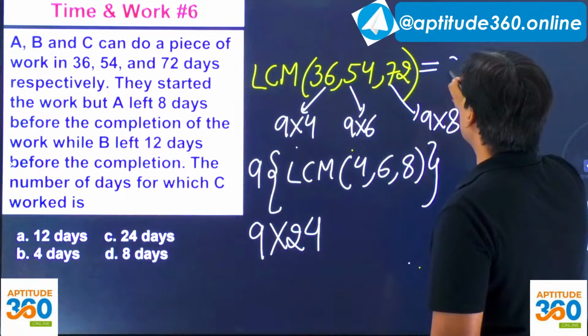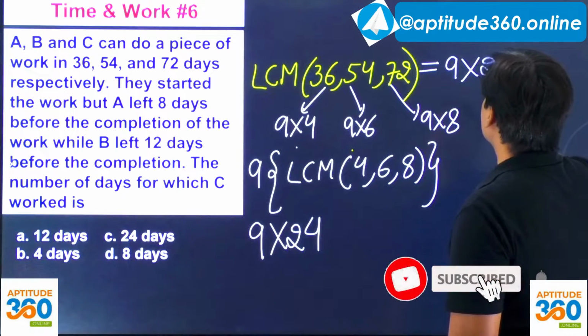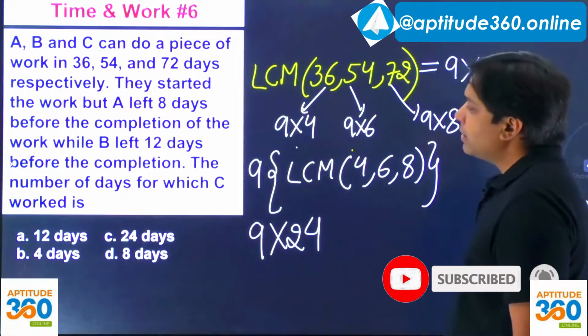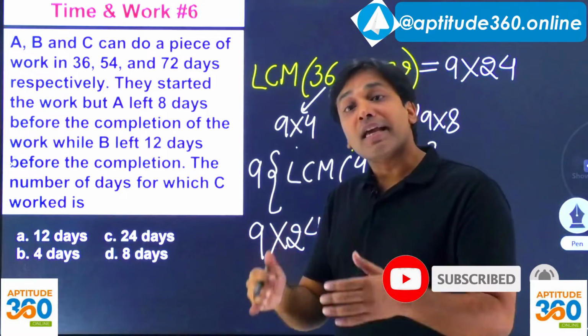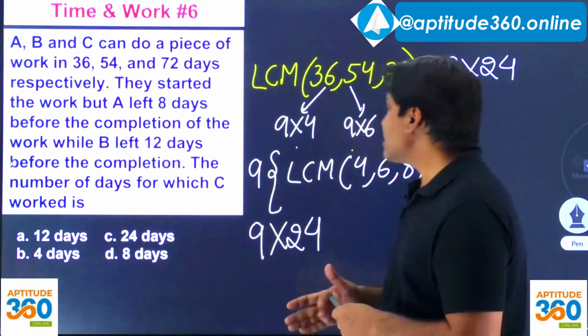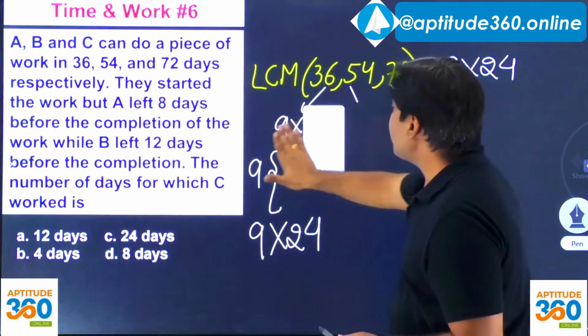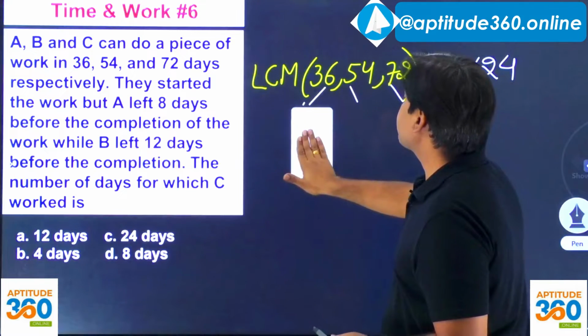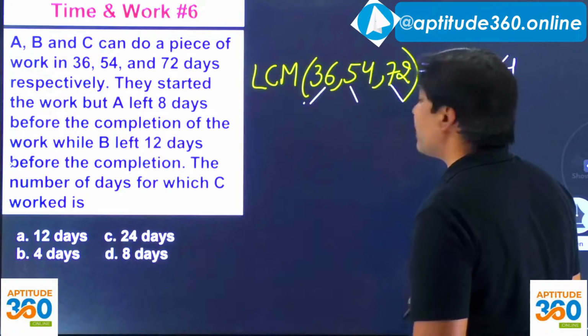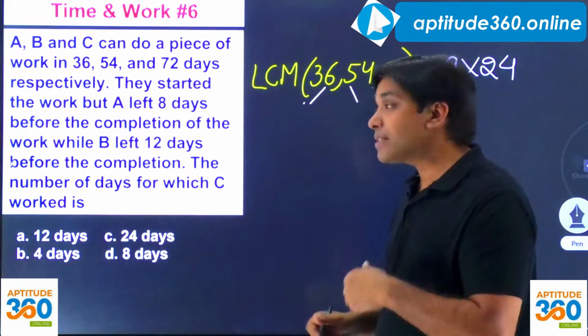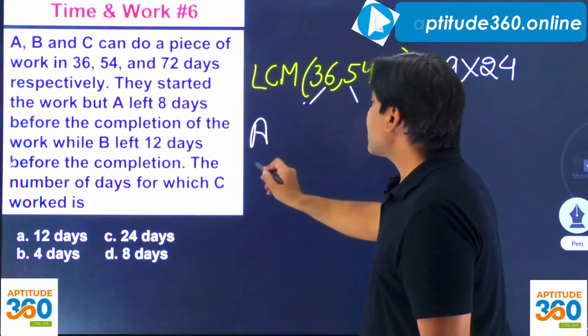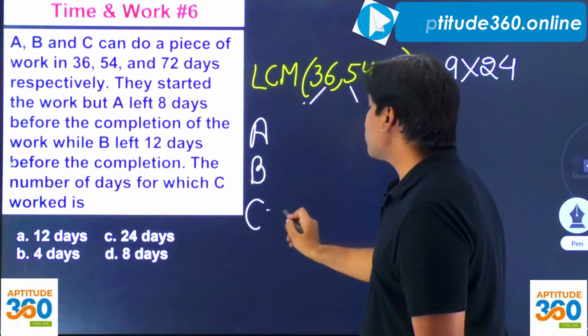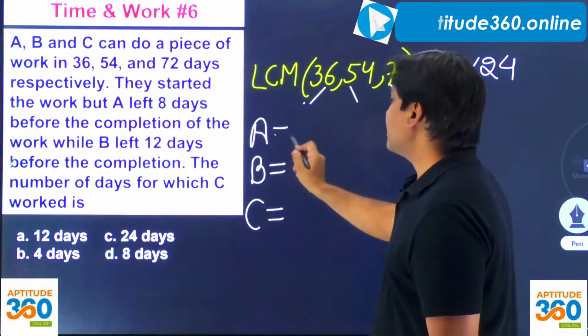अब ये LCM आ गया 9 into 24. And that LCM should be taken as the entire work. यही हमने सीखा हुआ है. So what is going to be my next step? I'm going to be finding out the individual rates of A, B and C. How much work A does, how much work B does, how much work C does per day, right?